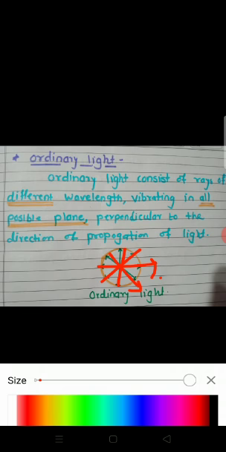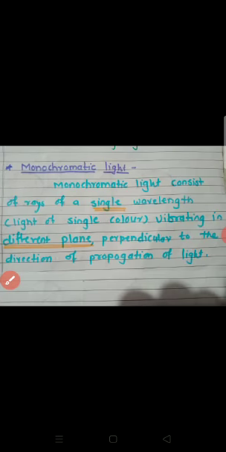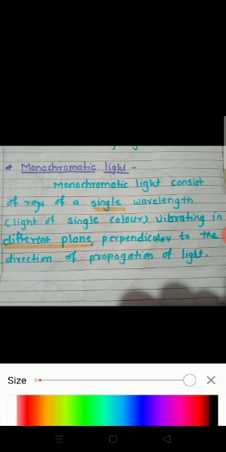Next point is monochromatic light. Like ordinary light, this light consists of rays, but in ordinary light that light consists of rays of different wavelength. In monochromatic light, this light consists of rays of single wavelength. In ordinary light the rays vibrate in all possible plane. Here also they vibrate in different plane.